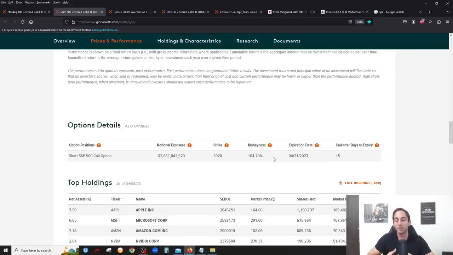And you might be wondering, well, if I'm giving up all the upside of the S&P 500 or the NASDAQ 100, will the fund actually grow? Will it just keep going down? So this is a very common conception people have about these funds.